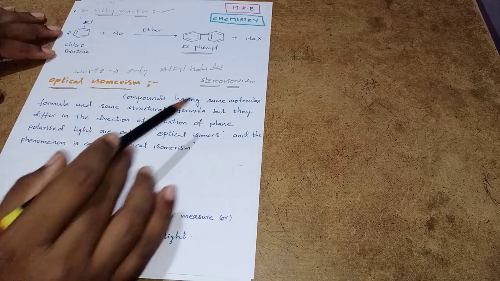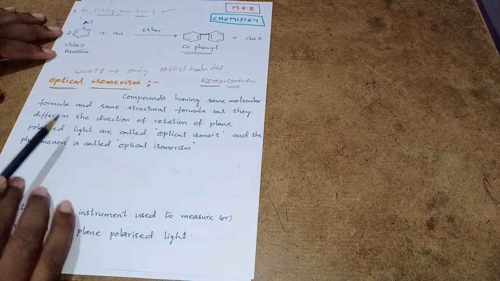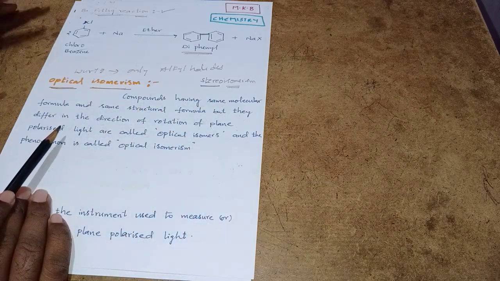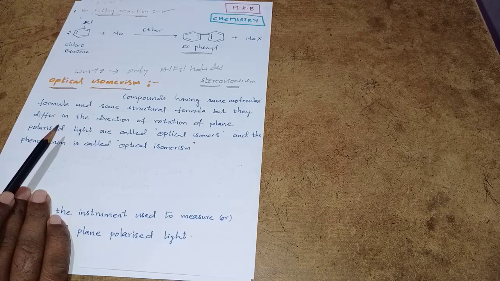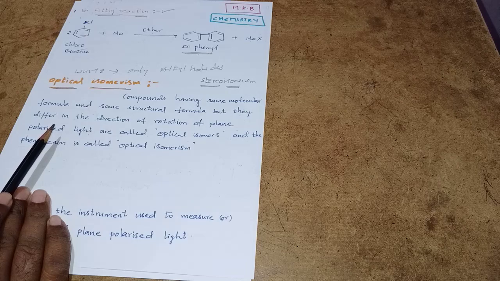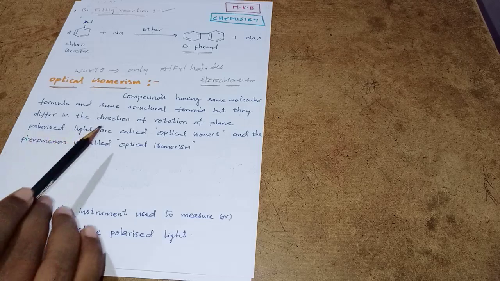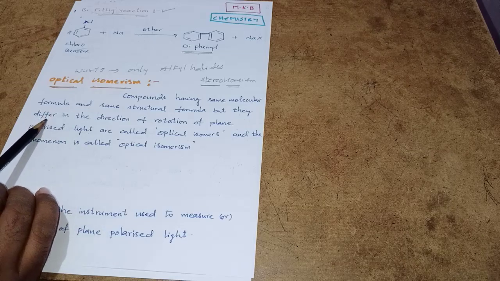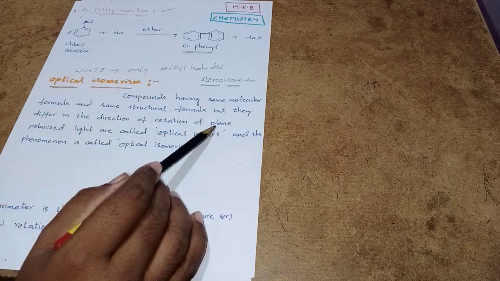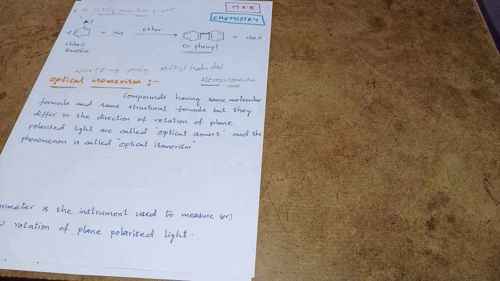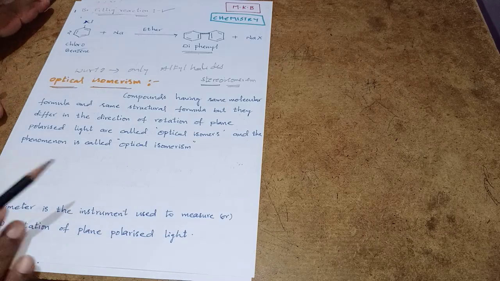Right. So molecules have the same molecular formula and the same structural formula, both will be the same. But even though the molecular formula and structural formula are the same, they will be different. How will they be different? Some of the compounds have the capacity to rotate the plane polarized light. So what is meant by plane polarized light?